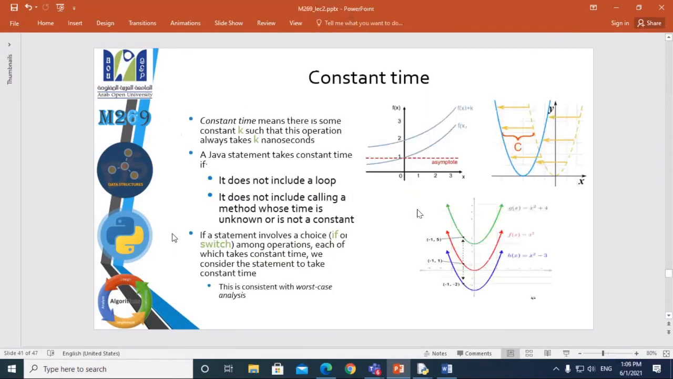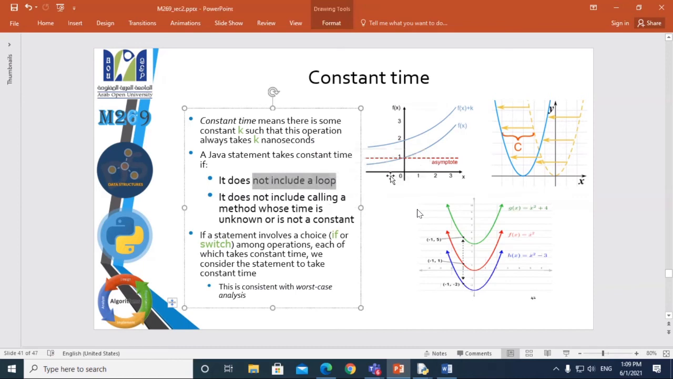The answer is n. Constant time means there is some constant k such that this operation always takes that k number. A Java statement, for example, takes constant time if it does not include a loop. If there is no loop, that's constant. If it does not include a calling method, because then the calling method has to go there and so on.